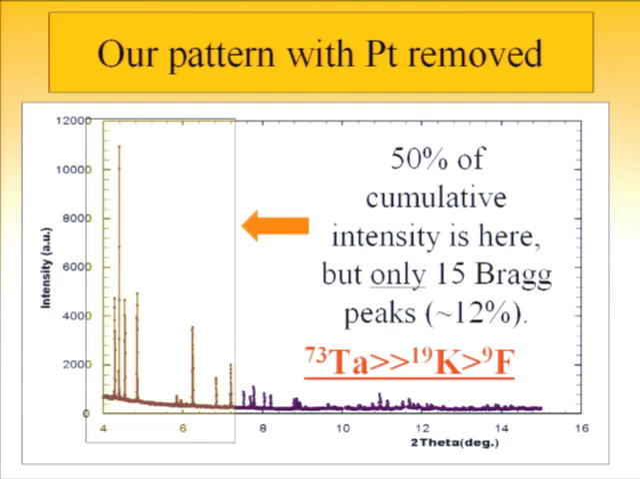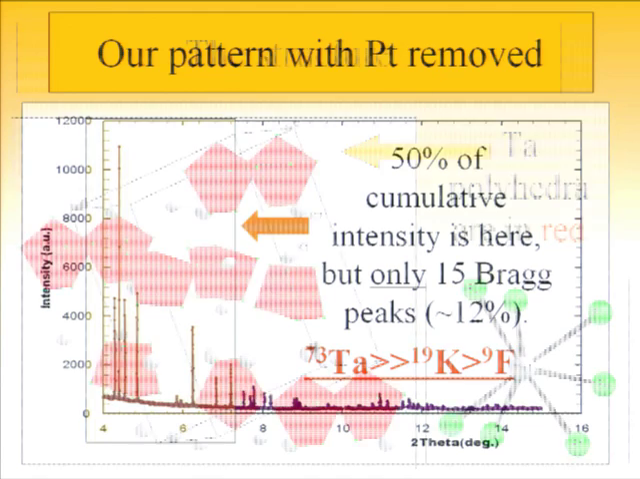But if you get rid of platinum, you see that this ID31 is really a perfect station. But the second problem for refinement is that 50% of all cumulative intensity is here. But 50% of all cumulative intensity contains only 15 Bragg peaks. It means only 12% of all are responsible for 50% of diffracted intensity. And again, I'm pointing to the number of electrons.